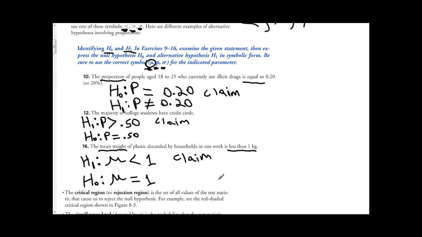All right? So here, this is how we are going to form our null and alternative hypothesis. We'll identify the claim that is being made. We'll write it in symbolic form using one of the correct forms here, using the correct parameter. For means, we will use mu, and for proportions, we will use p, and for standard deviations, we will use sigma. All right? So that's how we are going to identify our null and alternative hypothesis.